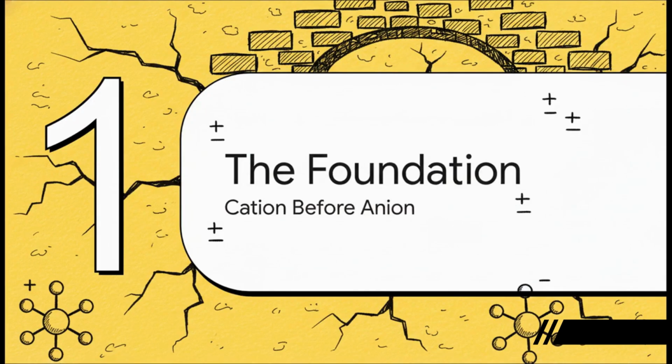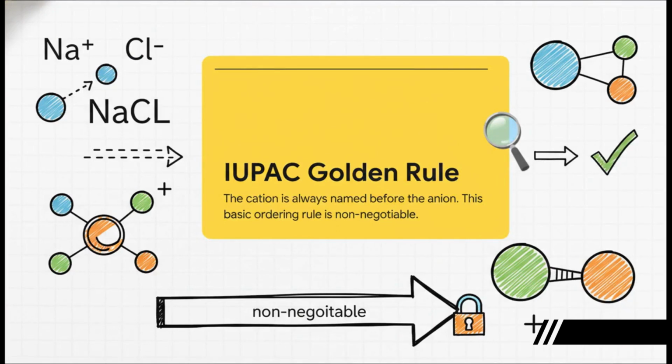Okay, first things first. This is rule 0, the absolute foundation. If you get this wrong, the rest of your answer, no matter how perfect, is worth nothing. You lose all the marks right here. I mean, think about it. You say sodium chloride, right? Not chloride sodium. It's the exact same logic. The positive part, the cation, is always named before the negative part. There are no exceptions to this, ever.